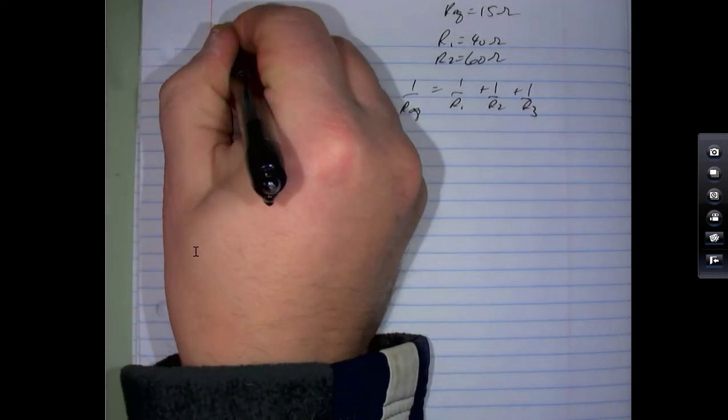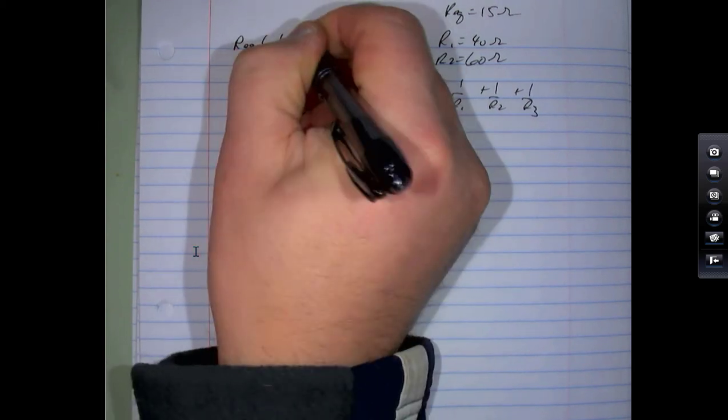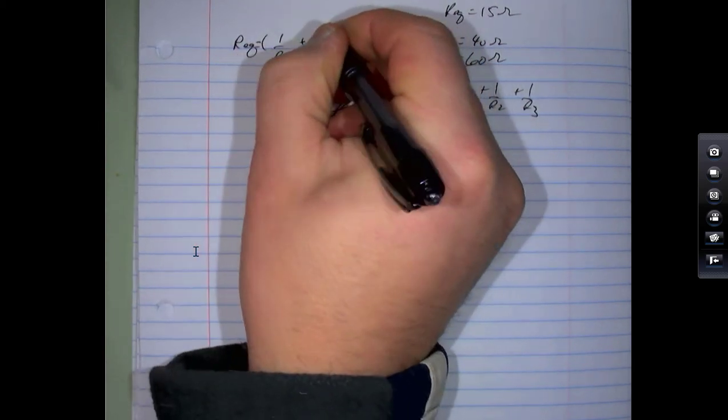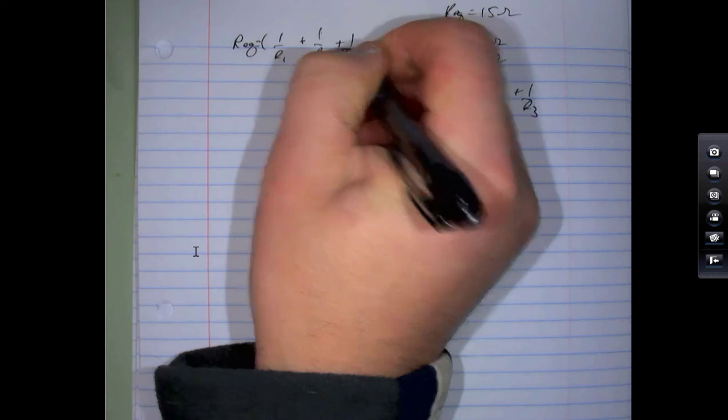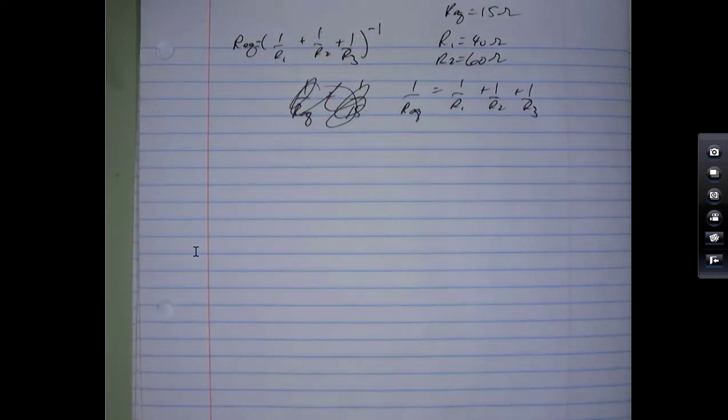The way I'm writing this is the exact same thing as this. So when you look in the book, it'll say 1 over R1, whoops, equals 1 over R1 plus 1 over R2 plus 1 over R3, raised to the negative 1 power. What I have written here is the exact same thing. You just have to invert it later on, which is perfectly fine. I just like to do it like this.